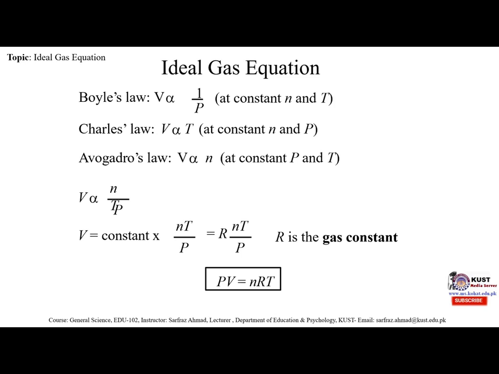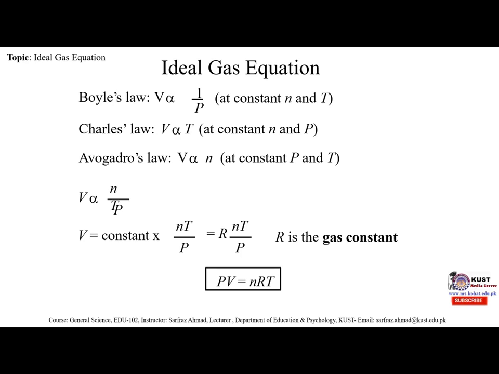Clear? So here T is on the upper side and was mistakenly written here. This is basically V is directly proportional to NT divided by P. Because here we can see that T and N are directly proportional. So T and N will remain in the numerator, and in the denominator there is only P. And after converting it into the sign of equality, we can say that V is equal to constant into NT divided by P. Now what is the constant?